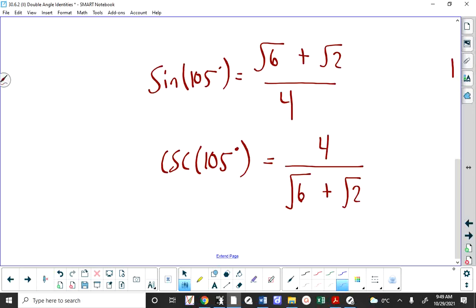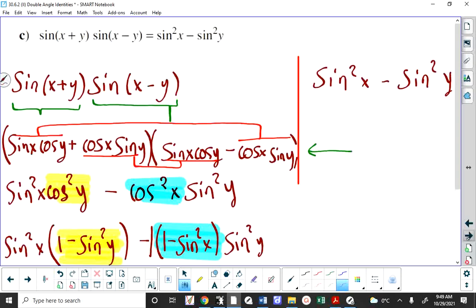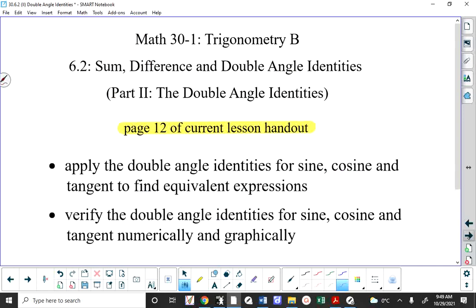By the way, this lesson that we're going to start now is very short. Most of the work involved in this lesson is going to be you practicing. We're looking at Part II of Section 6.2. 6.2 covers the sum identities, the difference identities, and something called the double angle identities. So we're looking today at the double angle identities. And I really only have one type of problem that we're going to be doing with the double angle identities. And I will show you how you can do them on your calculator as well, as opposed to using an identity.